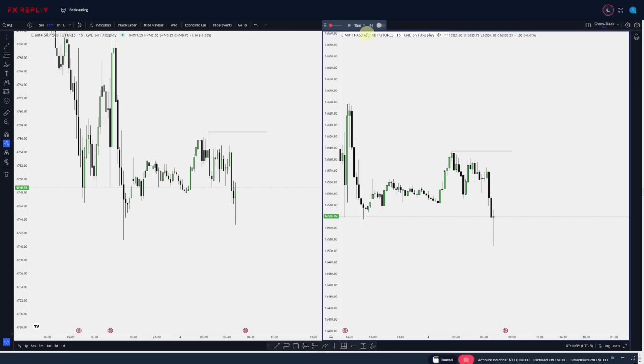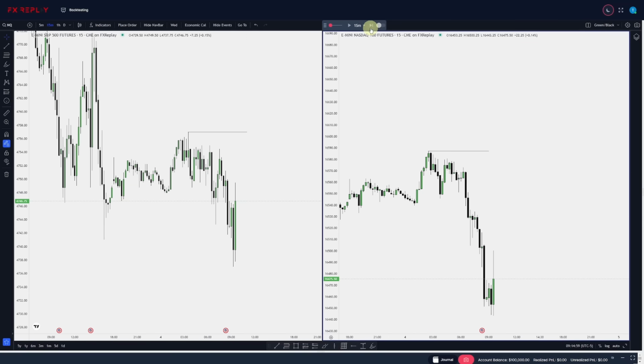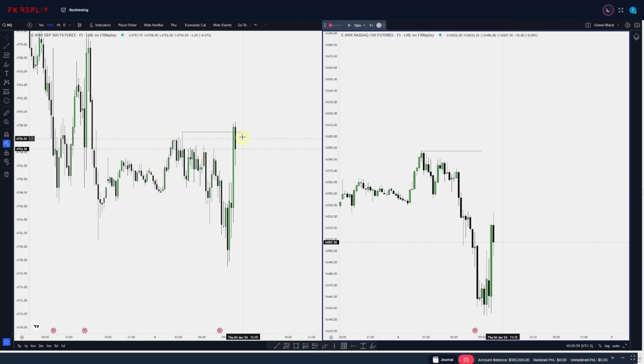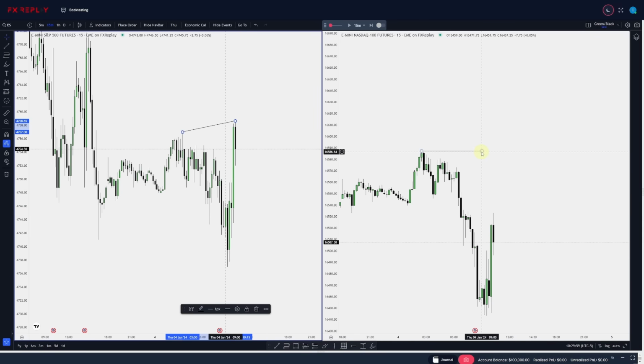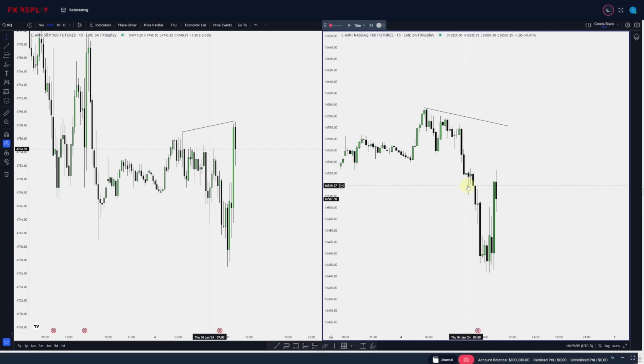So let's let this play out and see what happens. You can see we have taken London High on ES here. Have we taken London High on NQ? Not yet. Does this mean I'm going to short it right away? No, because SMT is just a confluence. I need the structure and everything else to align to use it as confirmation. Let's let this go ahead.